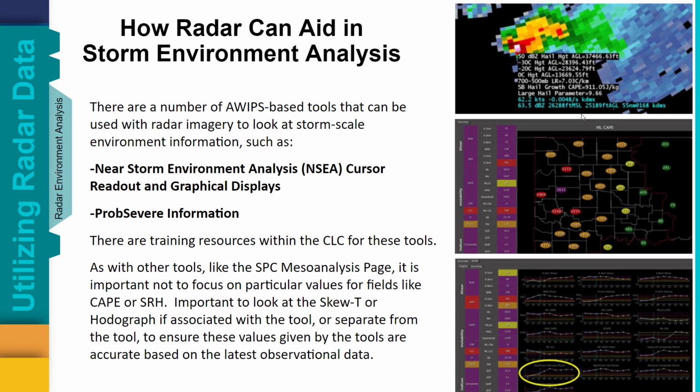There are tools in a website you can use with radar imagery. A good one is the Near Storm Environment Awareness, or NSEA tool, which provides cursor readout information and graphical displays and time series. The ProbSevere tool is also available that can provide near storm environment data, either online or in AWIPS. To the right are some examples of NSEA output, including cursor readout data, graphical displays, and time series.